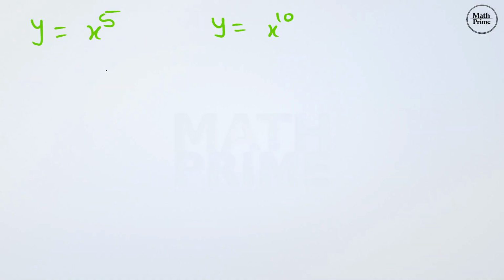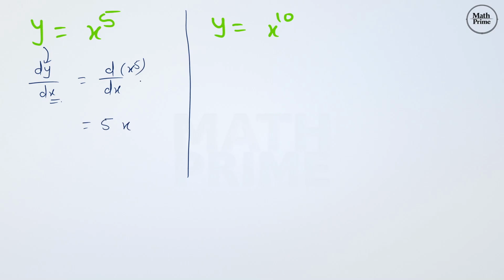Let's do some questions. Now we solve the previous dy upon dx. The derivative of y with respect to x is the derivative of x raised to power 5, which is equal to 5 x raised to power 5 minus 1, that is 4, and this is the answer.